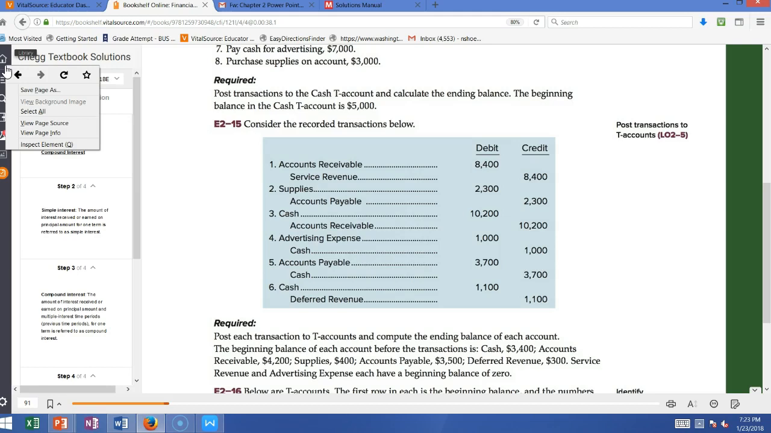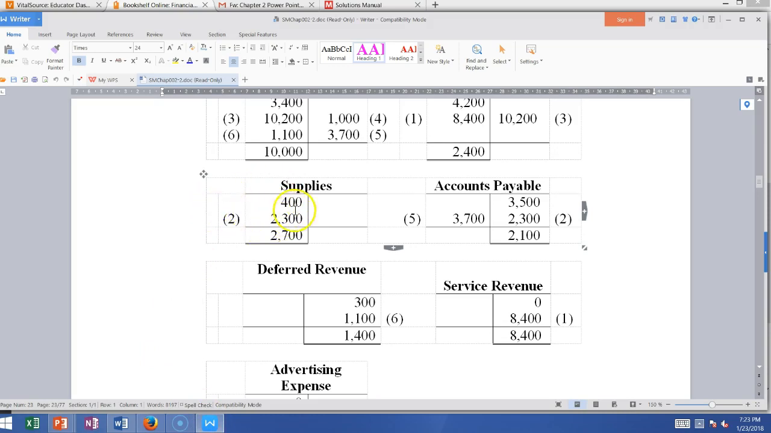So, what do you think happens there, guys? We purchase supplies on account. So we're going to show number 2, supplies gets debited here. And do you see how our accounts payable here gets credited for $2,300? Make sense? Supplies gets debited, accounts payable gets credited, $2,300.